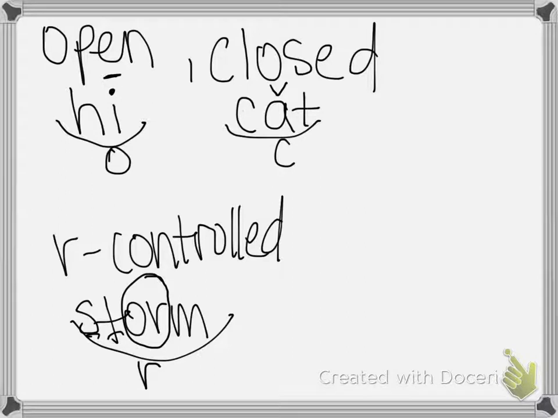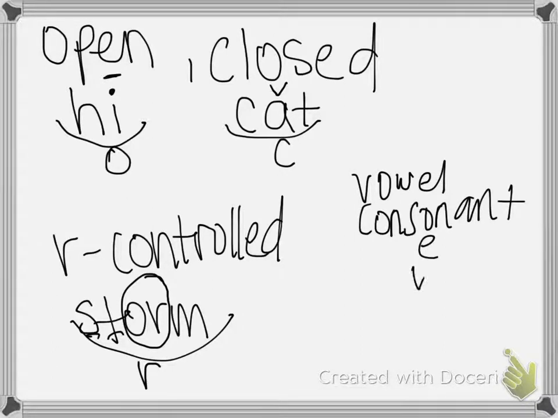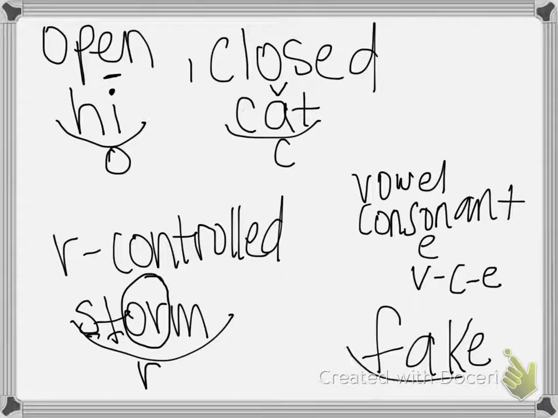And then the last one is your vowel consonant E. An example of that would be like the word fake, okay? Fake. It is one syllable, but it has two vowels. So the reason it only has one syllable is because it's a vowel consonant E. Oh, I forgot you don't put the C in there. My bad. Vowel consonant E.